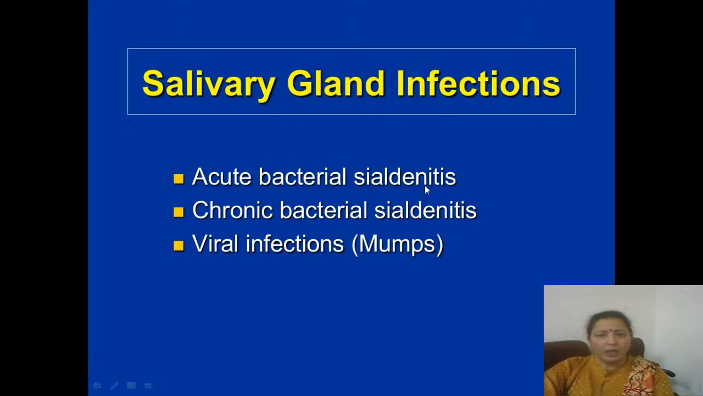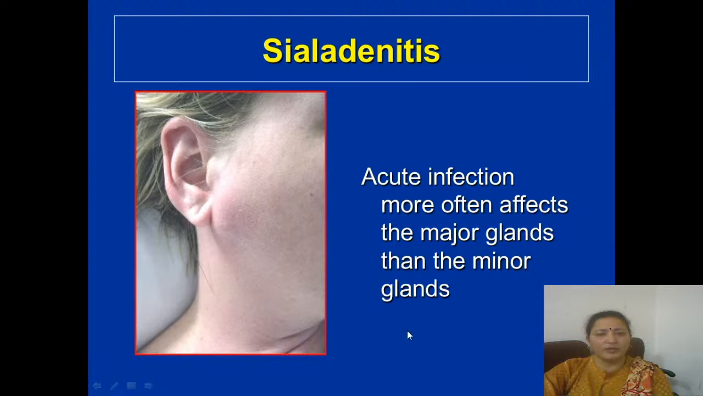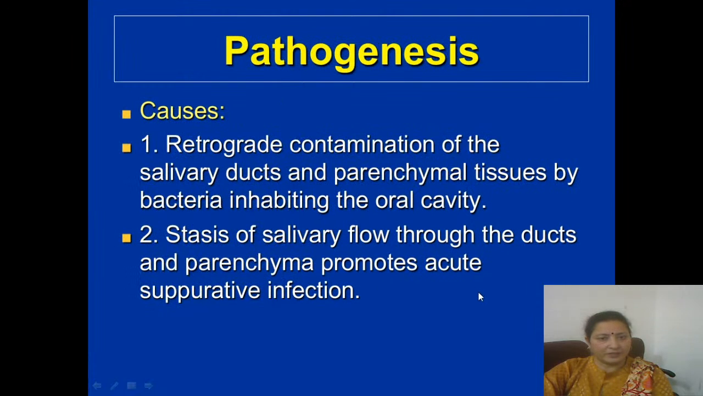Then coming to the infections, it can be an acute bacterial infection, acute bacterial sialadenitis, or a chronic bacterial infection or viral infection. Most commonly, you have known about mumps. Acute infections affect the major glands more than the minor glands. There is retrograde contamination of the salivary glands and parenchymal tissues by bacteria and organisms already present in the oral cavity.